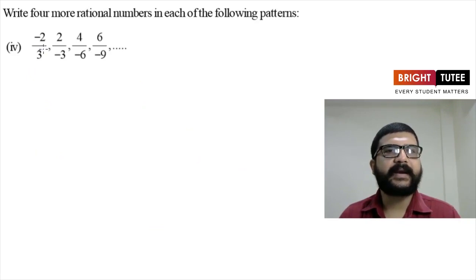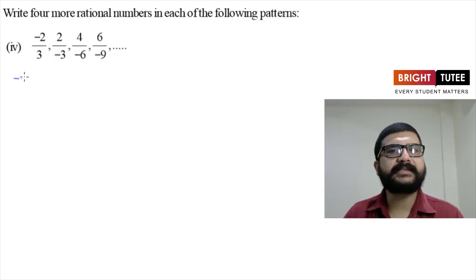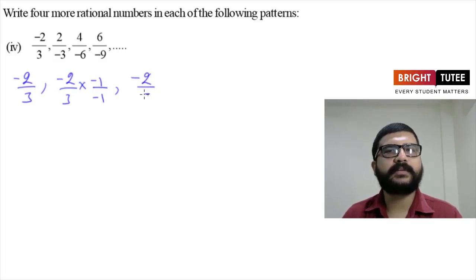It is minus 2 upon 3 and then 2 upon minus 3 and then 4 upon minus 6, 6 upon minus 9. So the first number here is minus 2 upon 3 and the next number is minus 2 upon 3 into minus 1 upon minus 1 and the next number is minus 2 upon 3 into minus 2 upon minus 2. We will get 4 upon minus 6. So the next number is 4 upon minus 6 only. Similarly, the next number is minus 2 upon 3 into minus 3 upon minus 3.